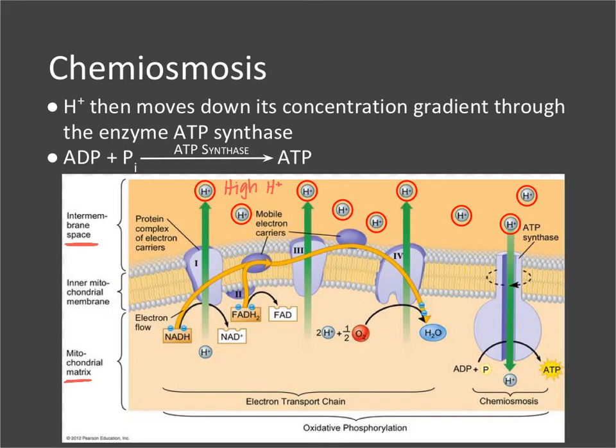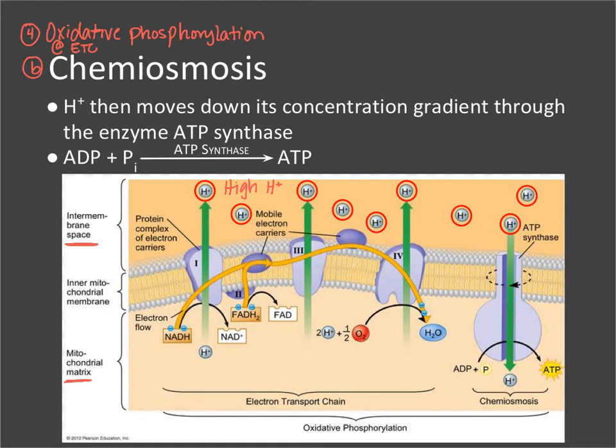This is kind of like water behind a dam. As that hydrogen can move back through another protein, it can almost like turn a turbine in order to make ATP. So the last step of our aerobic respiration, remember that our fourth overall step was oxidative phosphorylation. The first part of that was the electron transport chain. And now the second part of that is going to be our chemiosmosis.